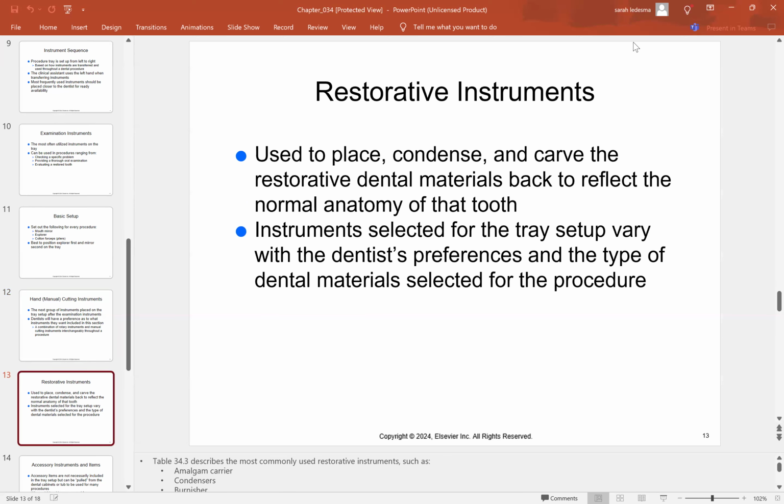Restorative instruments are used to place, condense, and carve the restorative dental materials back to reflect the normal anatomy of that tooth. Instruments selected for the tray setup vary with the dentist's preference and the type of dental material selected for the procedure.